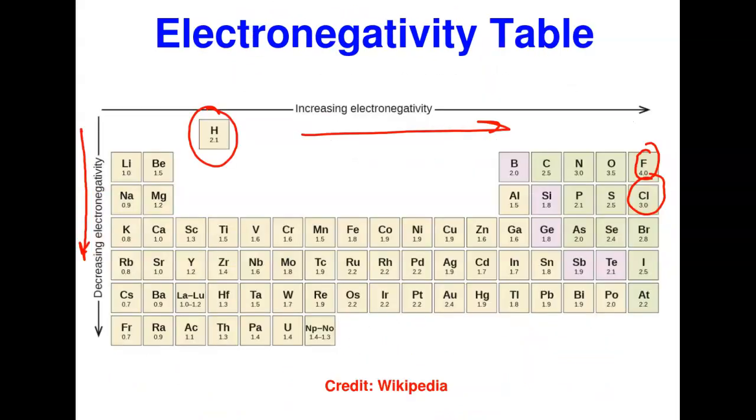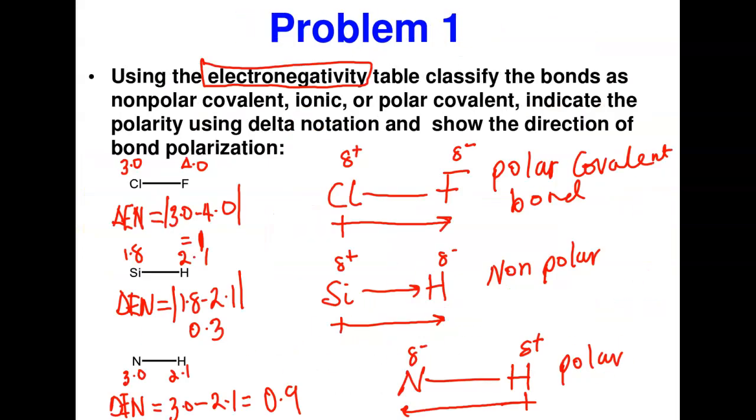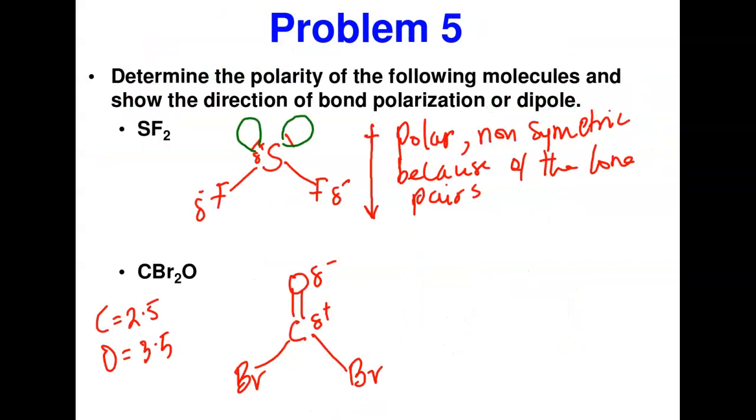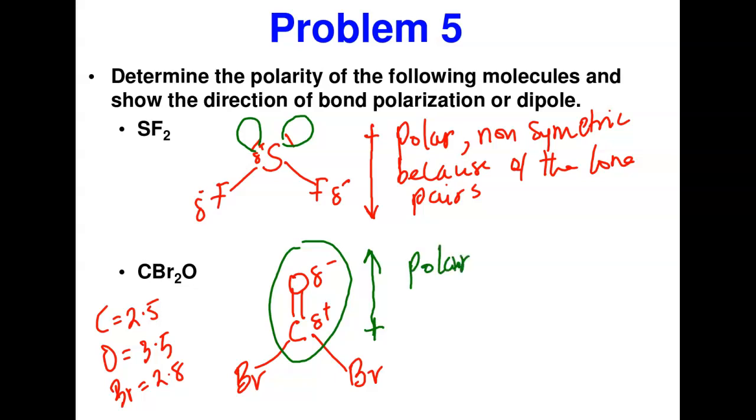Bromine is about 2.8. So if you look at the difference between carbon and bromine, it is about 0.3. So this bond is not even polarized at all. The polarity resides in this part of the bond. So what does that mean? It is going from a positive sign here up to a negative sign. So this is the direction of polarization. Again, this is a polar covalent compound. It is not symmetrical because you don't have the same atom attached on all sides of this central atom, carbon.